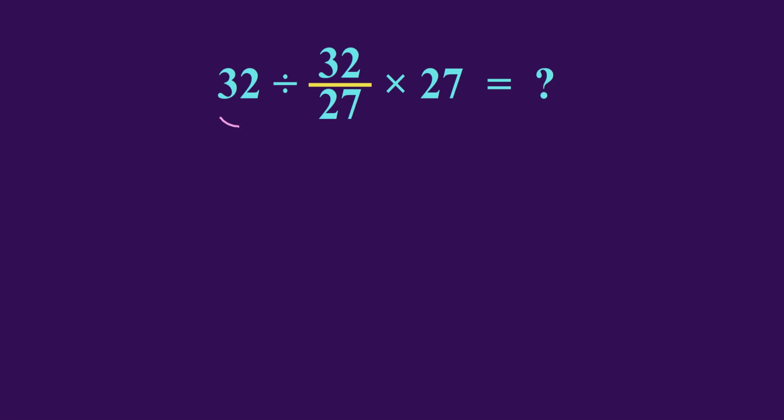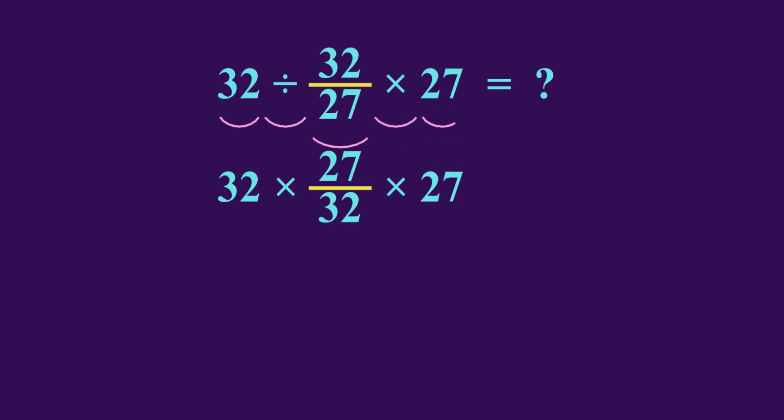32 divided by 32 over 27. To do this division, write down the 32, then change division to multiplication and flip this fraction to 27 over 32. And here again, we have times 27. Now we have this new problem. First we do this multiplication. We can easily cancel this 32 and this 32, which gives 27.